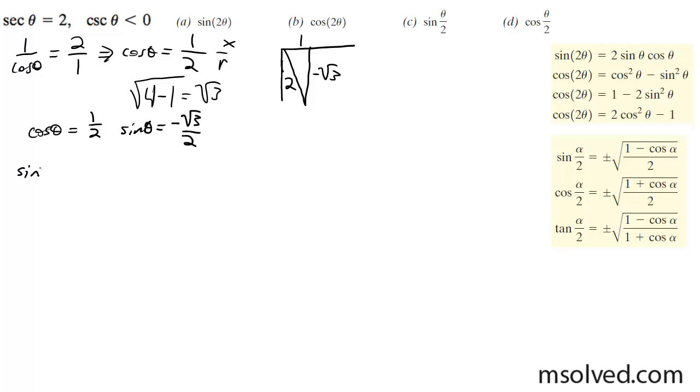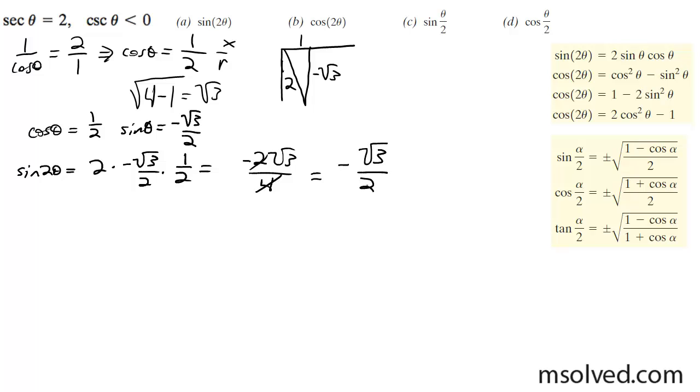Now the sine of 2 theta is equal to 2 times the negative square root of 3 over 2 times 1/2. And we're going to get negative 2 root 3 over 4. And this looks familiar. This is a 30, 60, 90 triangle type of thing. And finally, we get negative square root of 3 over 2.